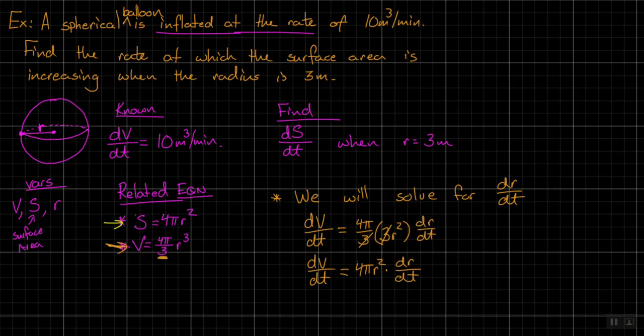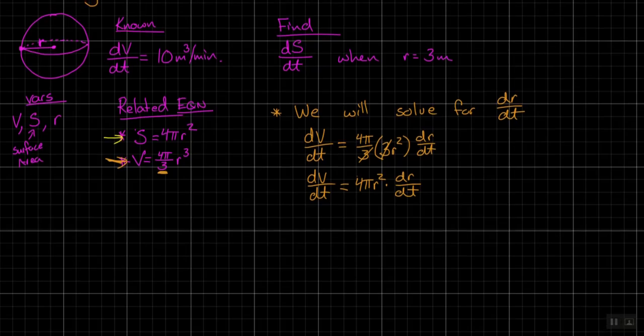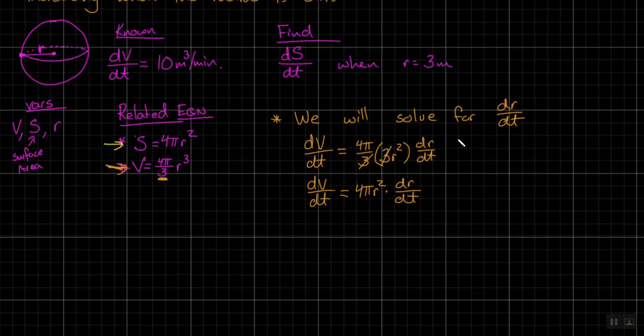Good. And I'm going to make it uglier, but I like that idea. If you want to use V prime instead of dV/dt, I'm cool with it. It's going to make it look nicer, but I'm just going to do it this way. dr dt equals dV/dt divided by 4 pi r squared. And it's ugly, but we have it.